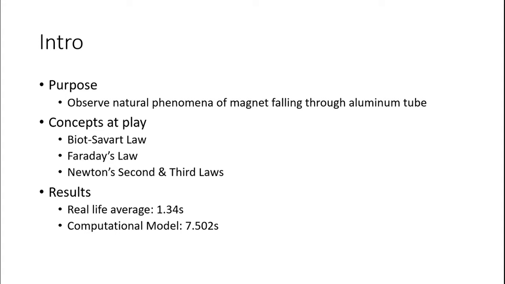To begin with, our purpose here is to observe the natural phenomena of a magnet falling through an aluminum tube. Some key physics concepts here will be the Biot-Savart law, Faraday's law, and Newton's second and third laws. We'll be conducting both a real-life and computational model, and I found that the results of my computational model say that the magnet will take 6 seconds more to completely fall than the experiment value.